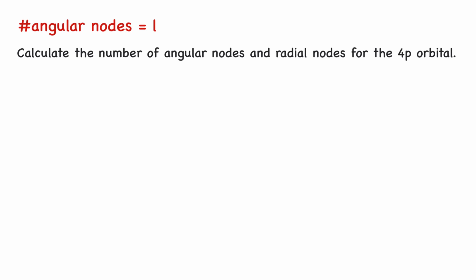We learned earlier that the number of radial nodes is given by n minus 1 minus L. For the 4p orbital, the principal quantum number is 4 and the angular momentum quantum number is 1. Plugging in the values, we get 4 minus 1 minus 1, that is 2. The number of radial nodes for 4p orbital is 2.